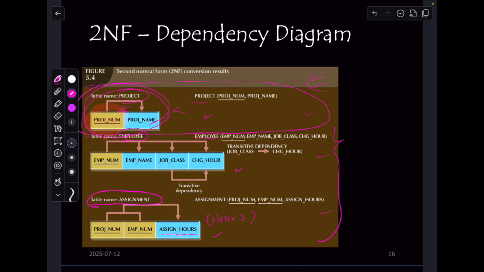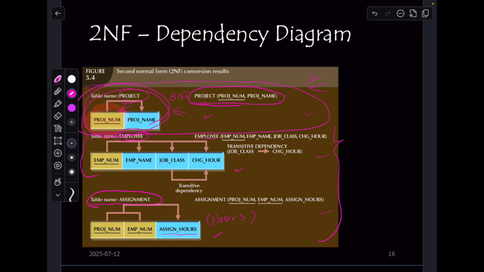And is there any transitive dependency? No. So this project table, only this project table, do not look at other tables. This project table, if there is no partial dependency, and it does not have transitive dependency either, then you can say that it's not only second normal form, it's already what? Third normal form. Why? Because there is no transitive dependency.